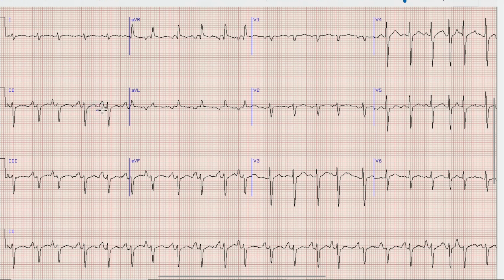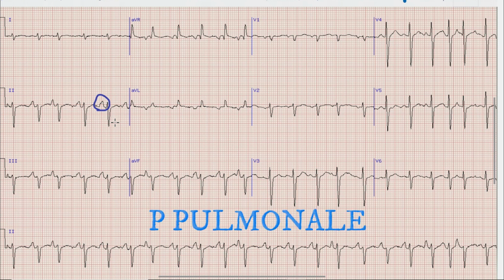Another noteworthy thing on this ECG is if you look at the amplitude of P wave in lead 2, it is quite prominent. It is about 2.5 small squares. Such prominent P waves in lead 2 are due to right atrial enlargement, and these P waves are called P pulmonale.